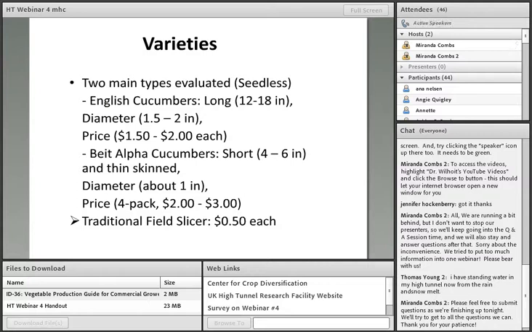And then the other type of cucumber that I've looked at is a beta alpha cucumber, which you'll see here in a moment in a picture. To give you a better idea, this is a very small cucumber, 4 to 6 inches in length, very thin skin, so it's nice. You don't have to peel it for eating it. About 1 inch in diameter. Those are usually sold in a 4-pack, about $2 to $3. And so, we talk about market, we talk about price. Well, if you compare those to traditional field slicing cucumbers, which sell for about 50 cents a piece, you can see there's a significant improvement on price, or significant increase in value, over a different type of cucumber you might grow.